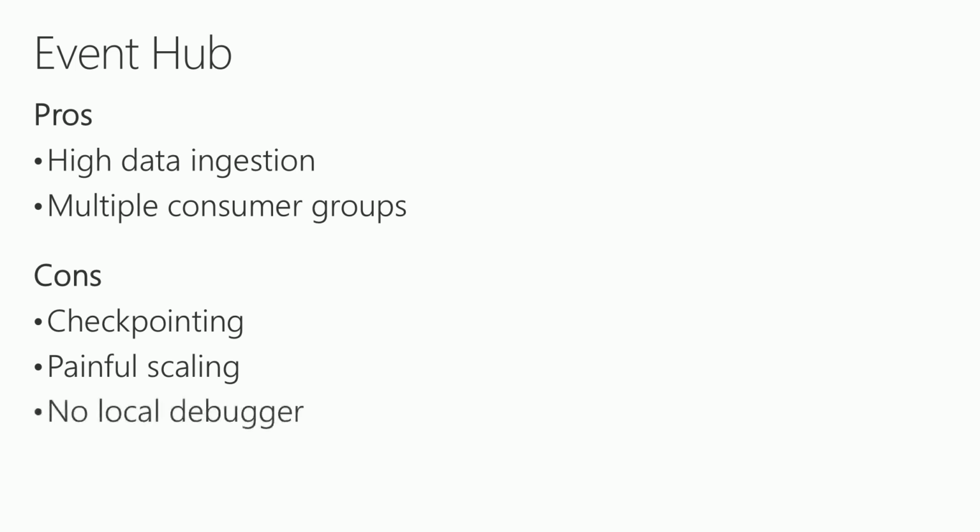And then finally, there's no local debugger. This causes an issue on teams with multiple developers who share the Event Hub. It's easy for them to steal each other's messages, and it's incredibly difficult to track issues.